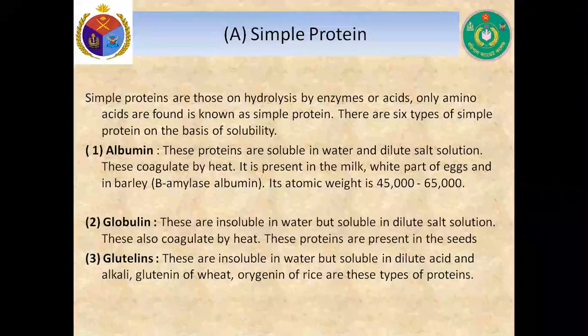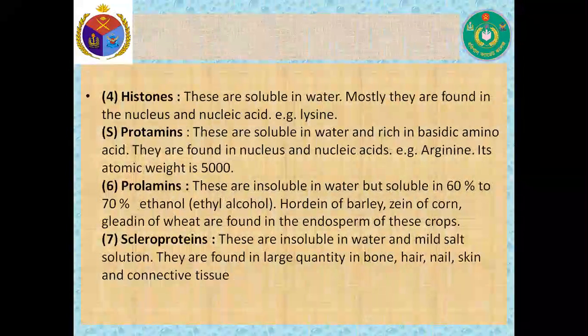Second, globulin. These are insoluble in water but soluble in dilute salt solution. These also coagulate by heat. These proteins are present in the seeds. Number three, glutelins. These are insoluble in water but soluble in dilute acid and alkali. Glutenin of wheat and oryzenin of rice are this type of protein.